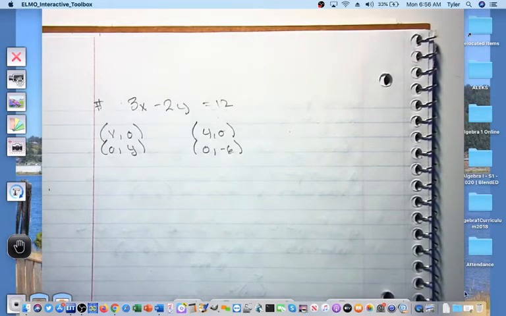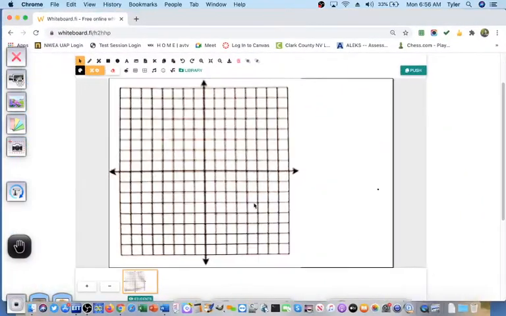So let's graph this line together. My first point was (4, 0). 1, 2, 3, 4, 0. It's my x-intercept. And my other one was (0, negative 6): 0, negative 1, negative 2, negative 3, negative 4, negative 5, negative 6. And I have very quickly been able to graph this line.